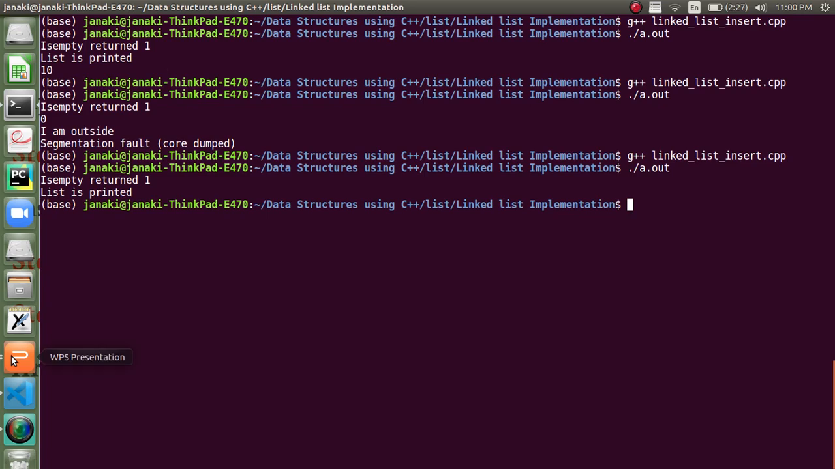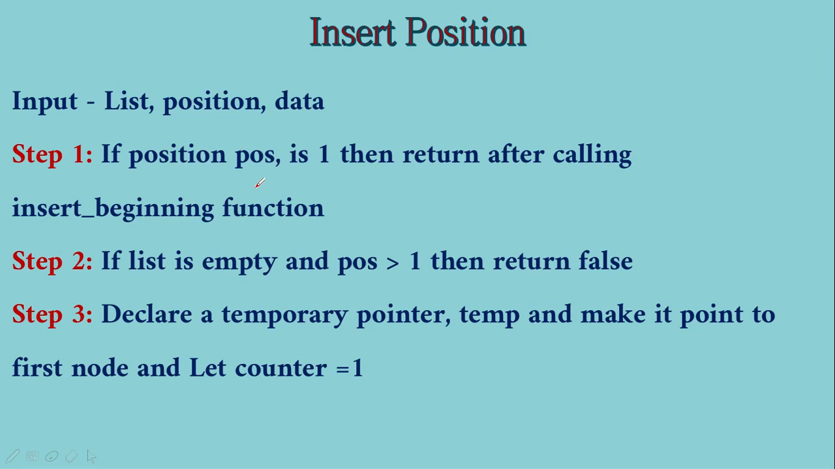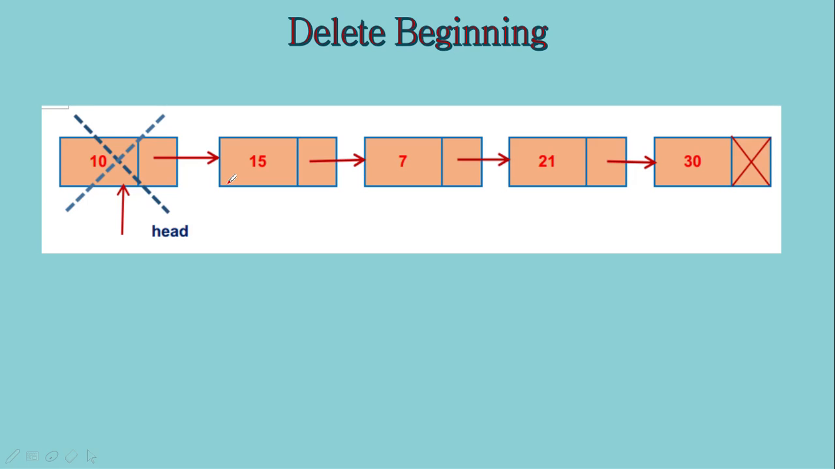And I will be making a small change in the algorithm also. So the first step is, as usual, if the position is 1, then you are going to call insert beginning. That will take care of all the cases. If the list is empty, then you are checking whether position is greater than 1. In that case, you will be returning false, indicating that the insertion has failed. Otherwise, you do the usual process.